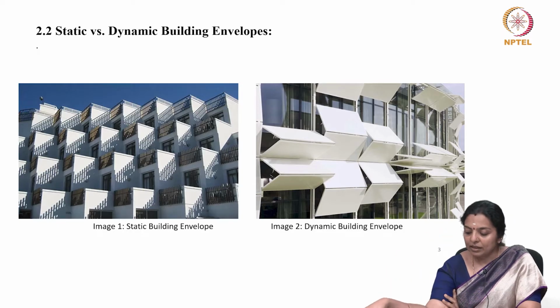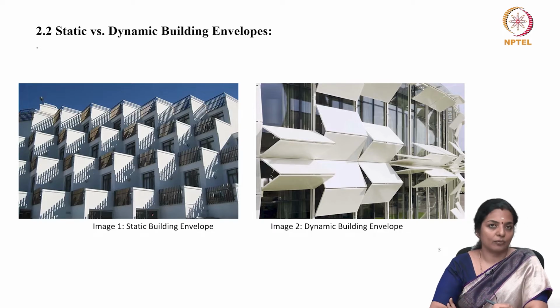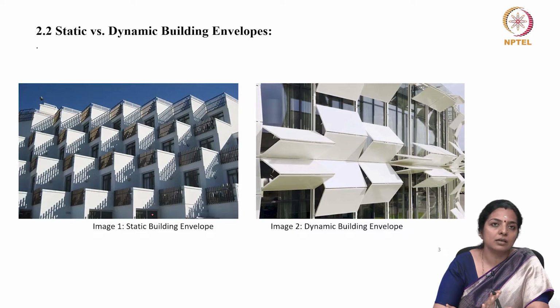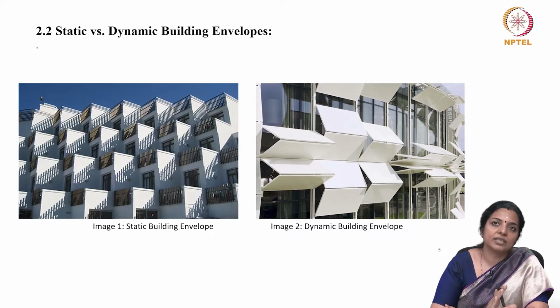Here you can see two pictures. The first is a static building envelope which has some features of simple passive techniques. All of these are aimed at reducing the operational carbon. Remember that why we are studying this, so that we understand how to reduce operational carbon. Operational carbon is reduced by usage of less electricity towards enhancing indoor thermal comfort.